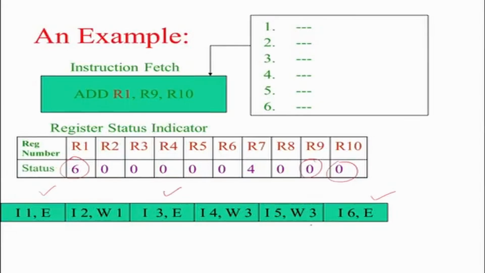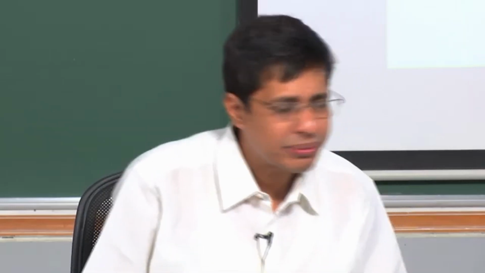But this is going to happen, and when it happens, what are the things? Please note that I1, I3 and I6 are executing while I2, I4 and I5 are waiting. Please note that I6 executes before I2, I4 and I5. I3 executes before I2. That is why we call it out of order execution. Out of whose order? Compiler's order. The compiler has given some order, but we have now violated that order and we are going out of order.